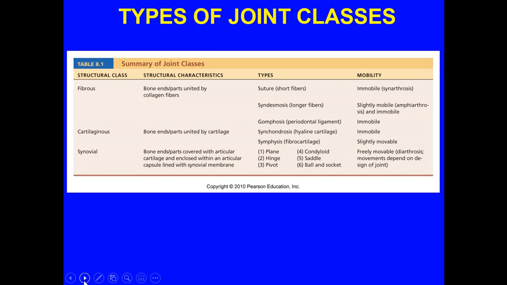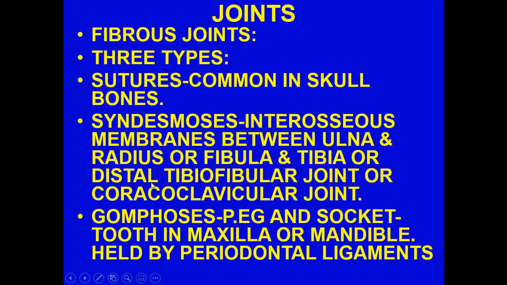Here is another nice table that I encourage you to review, to get used to the terms, to see where they are. Basically the different types and the different mobility. So let's explore this a little bit more with fibrous joints. There are three types. First, very common in the skull bones, sutures, where bone and bone meet, okay?